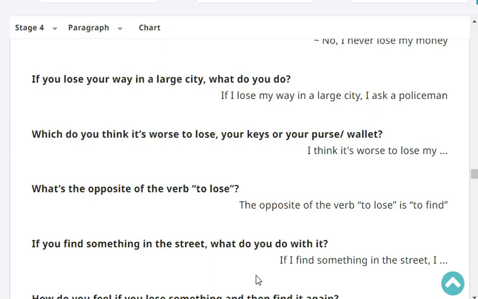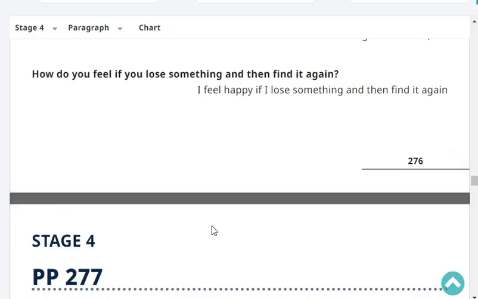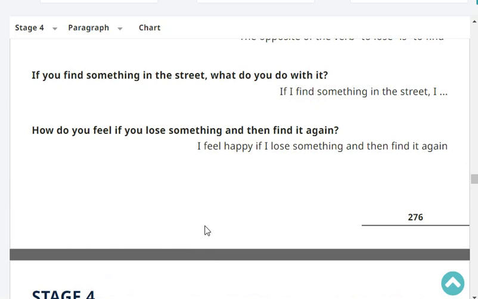What's the opposite of the verb to lose? The opposite of the verb to lose is to find. If you find something in the street worth a lot of money, what do you do with it? If I find something in the street worth a lot of money, I bring it to the policeman. Very good. How do you feel if you lose something and find it again?